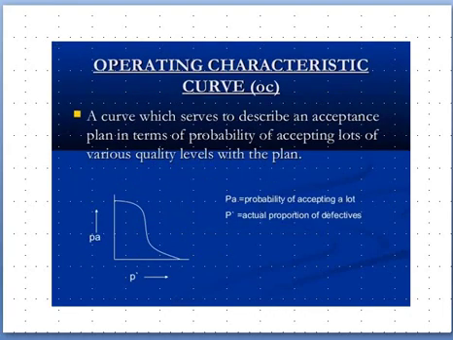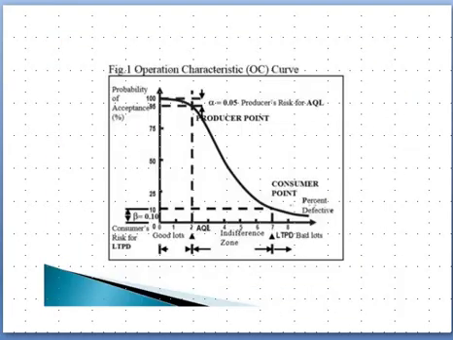Next, the operating characteristic curve. It is the curve which serves to describe an acceptance plan in terms of the probability of accepting lots of various quality levels with the plan. In the operating characteristic curve, PA is the probability of accepting the lot and P dash is the actual proportion defective. Now see the diagram of the operating characteristic curve.